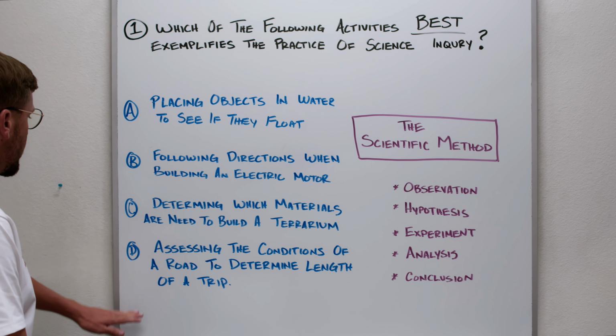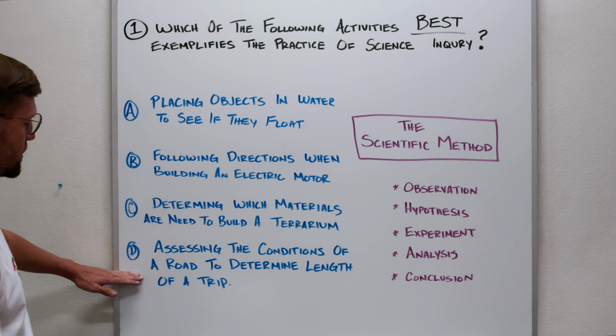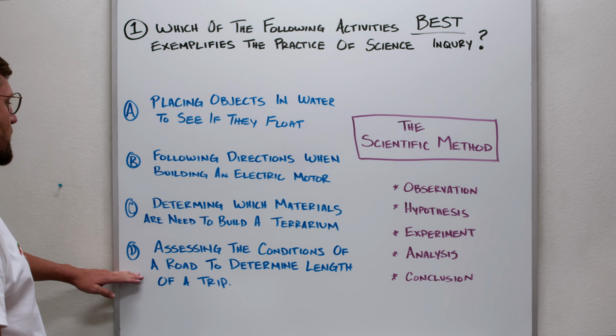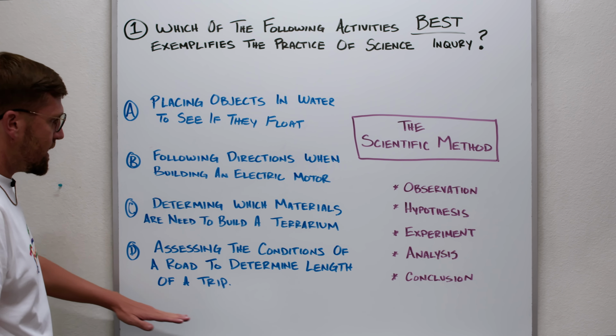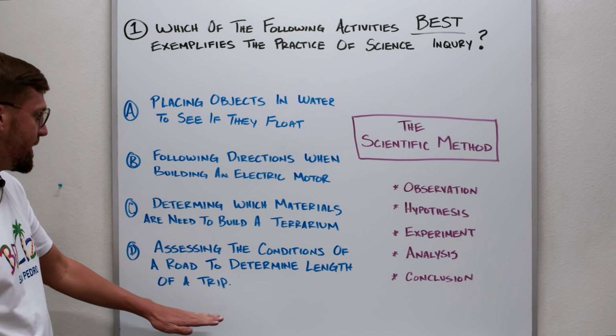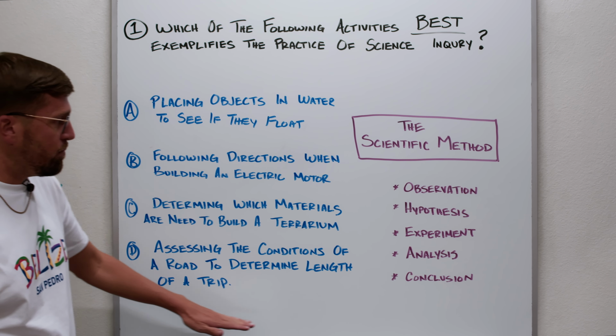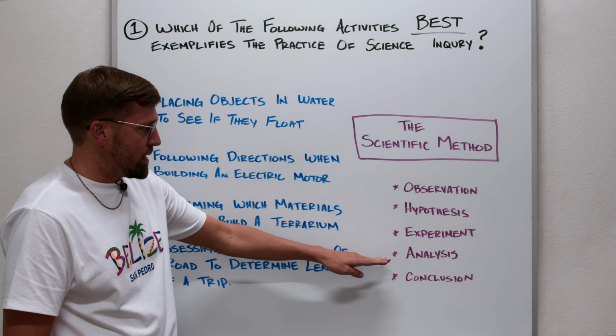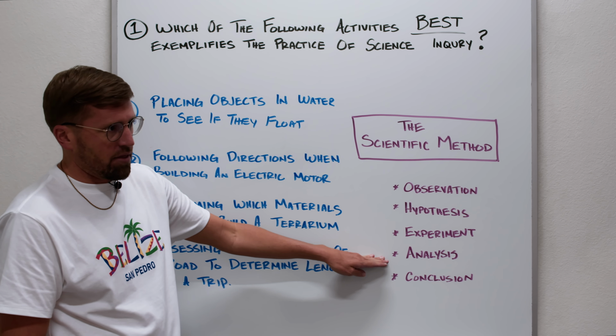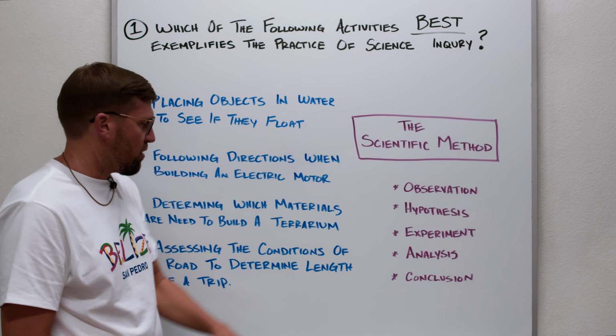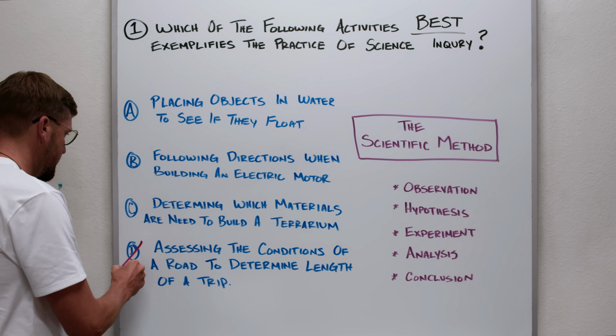In this case, let's look at D, assessing the conditions of a road to determine the length of a road trip. When you assess the conditions of a road, you are definitely taking in a bunch of data. That would be a step that you might see within the scientific method, but it doesn't necessarily describe the whole process. So this is really not a good choice.